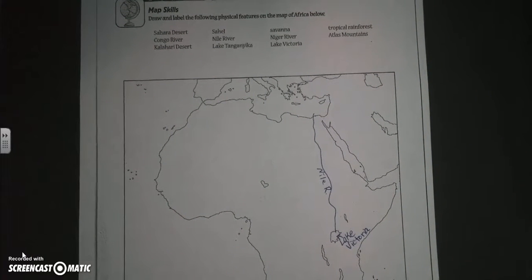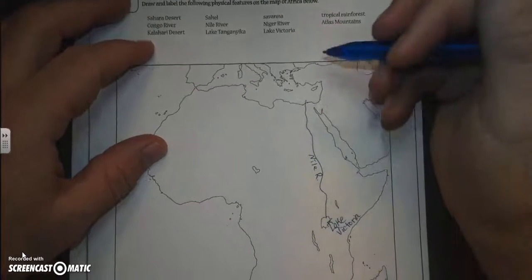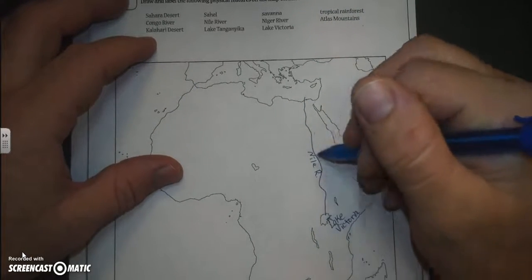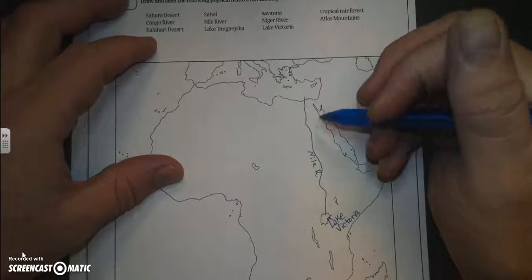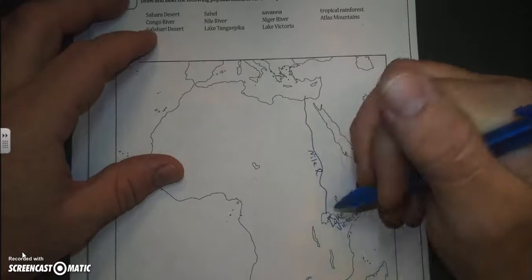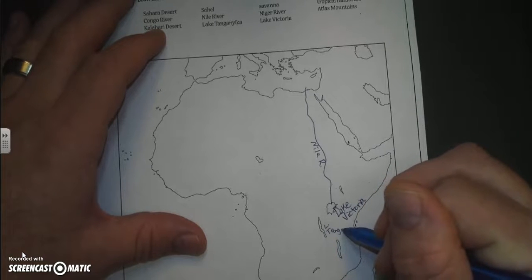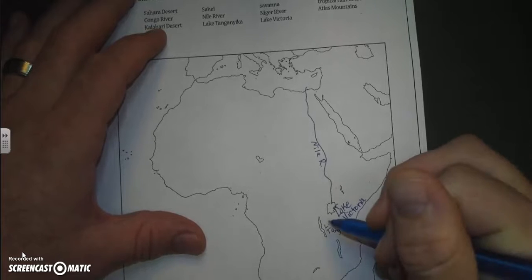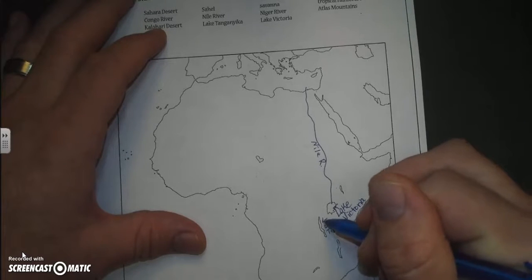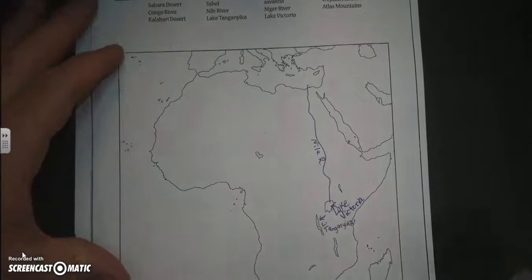I like to draw my rivers first. So start with the Nile River. We talked that the Nile River flows north from Lake Victoria into the Mediterranean Sea. So this is the Nile River. This is Lake Victoria. This is Lake Tanganyika. Right here. So southwest of Lake Victoria is Lake Tanganyika.